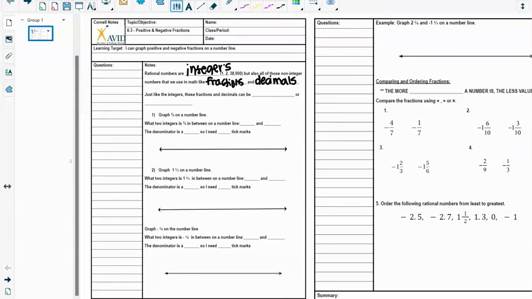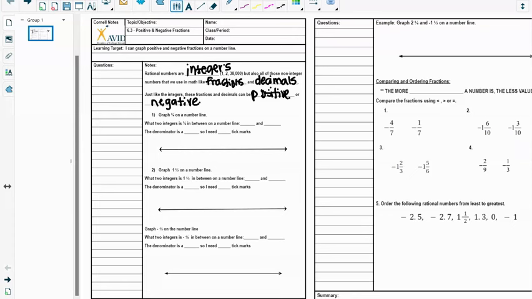Just like integers, these fractions and decimals can be positive or negative. And their values are going to work the same way that positive and negative whole numbers do. So the more negative a number is, the smaller the value it's going to have. We're first going to start by practicing graphing fractions and decimals onto a number line, and then we will do some comparing. So we want to graph 3/4.